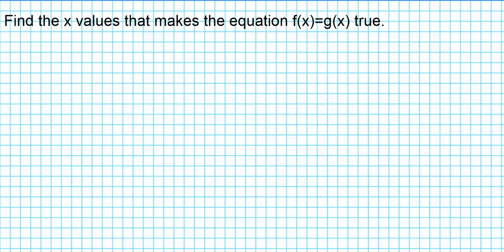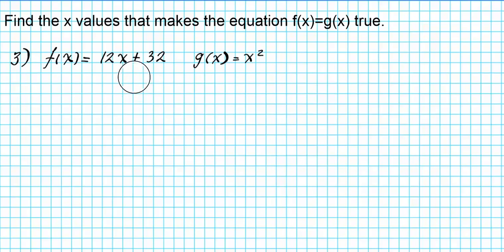For question 3, we have a different set of instructions. Here we have to find the x values that make the equation f of x equals g of x true. So we're going to be given two functions and find the x value that makes the two functions equal. So for 3, let's say we have f of x equals 12x plus 32, and g of x equals x squared.